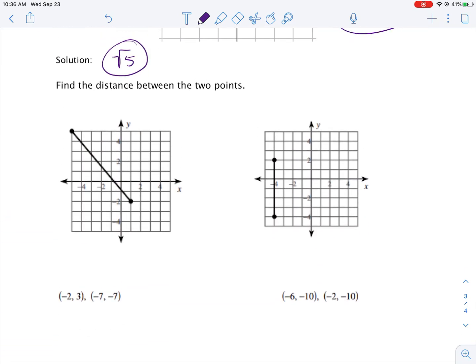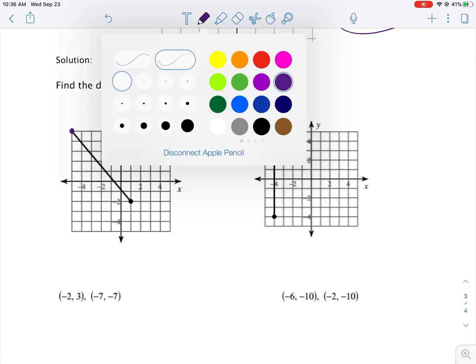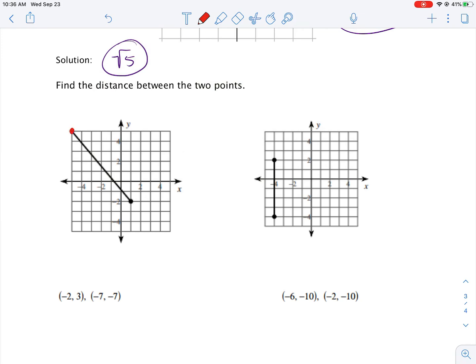All right, last two, and then we'll call it a day. So find the distance between these 2 points. First, let's find what these 2 points are. This point right here is, let's see, back 5, so negative 5, 1, 2, 3, up 5. Okay, cool. And this one is 1, comma, negative 2.